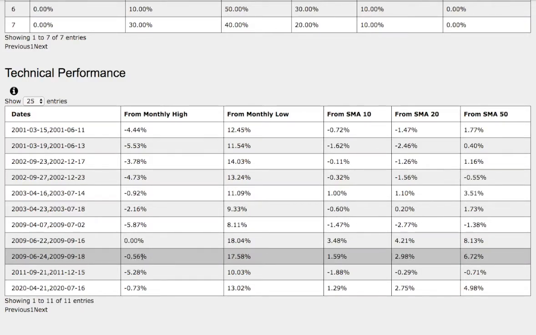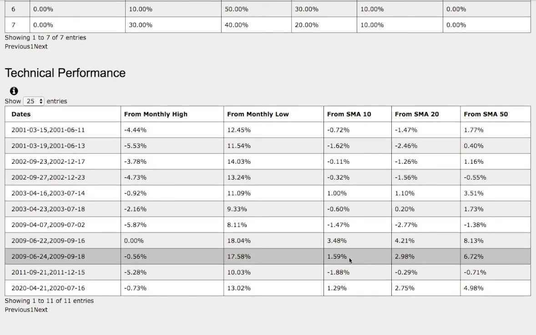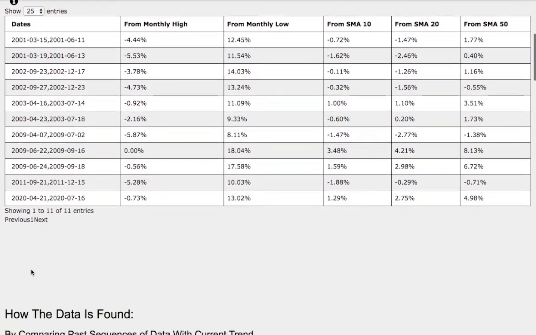Back then, it was down 56 basis points from monthly high, up 18% from monthly low, up 1.6% from 10 simple moving average, up 3% from 20-day simple moving average, and up 6.7% from 50-day simple moving average. So among the two trends, there are technical similarities. Again, these models are available in the link below, so do check it out.